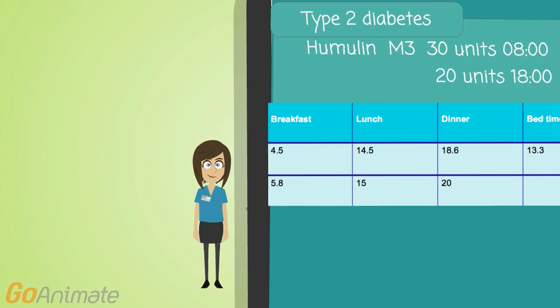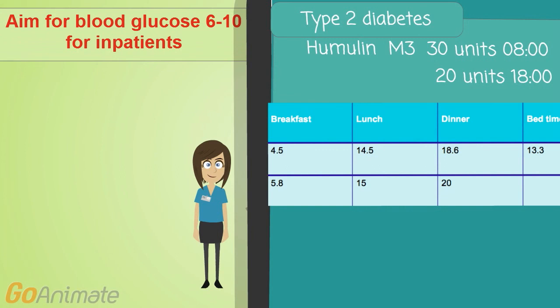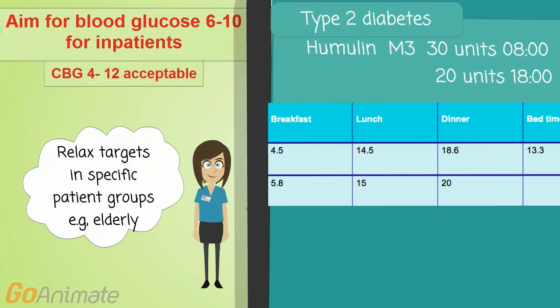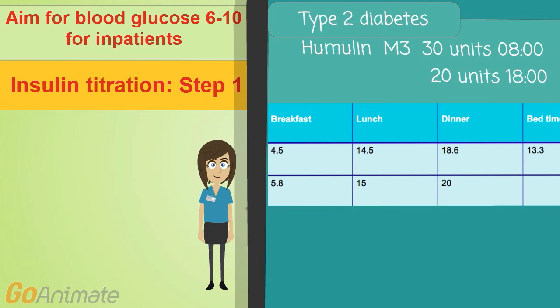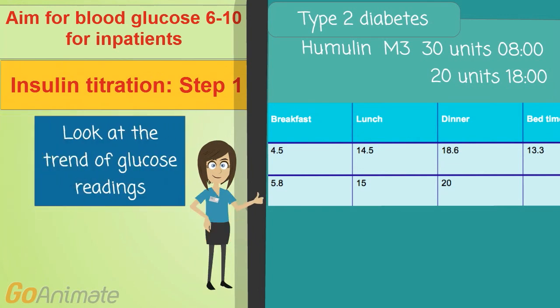Before you titrate, you should know the blood glucose target for the patient. Aim for blood glucose levels between 6 and 10 for inpatients. A well patient with high blood glucose levels, try to titrate his insulin rather than giving a stat dose. Look at the trend of glucose readings over the past 2 to 3 days rather than a single reading.